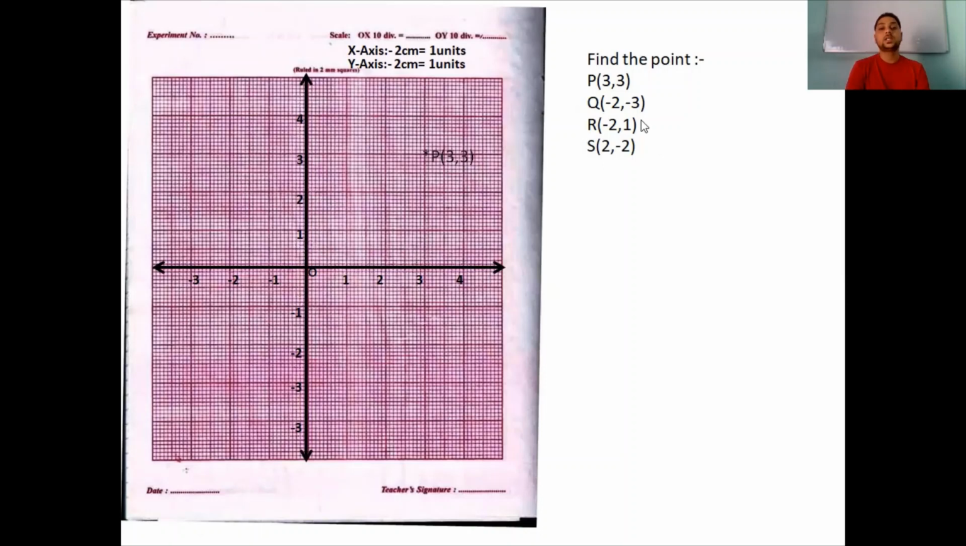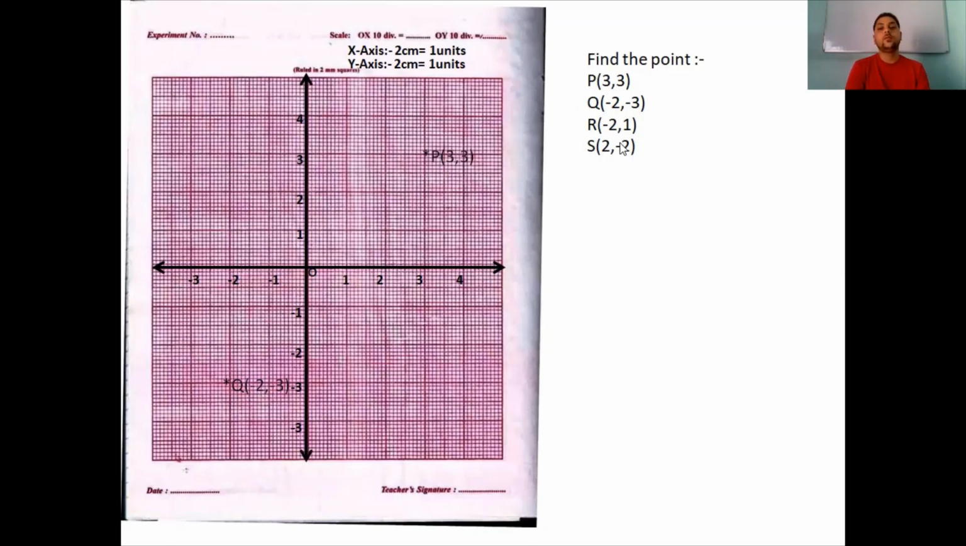Next we have point Q as (-2, -3). That means x is equal to -2 and y is equal to -3. So we have the negative direction of the x-axis as -2. Again we have point Q at the origin and it will proceed towards -2. First we have x equal to -2, then we proceed towards y equal to -3. So at this point we have Q equal to (-2, -3).